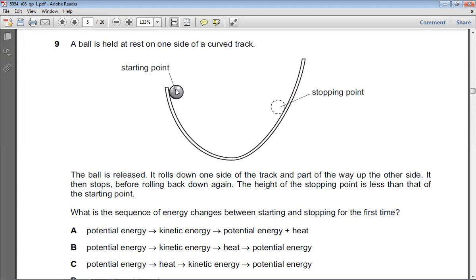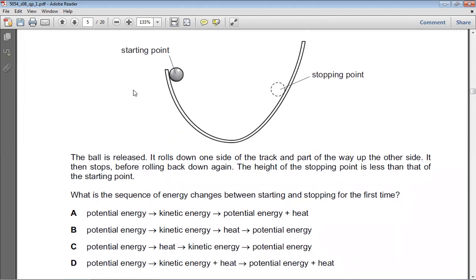So when the ball will be here at the maximum height, it will have the potential energy. And when you let the ball go down, that potential energy will convert into kinetic energy. And with this, the heat will be produced. And then when the ball will go upward, it will be gaining potential energy and some heat will be produced because there will be friction. There will be friction between the track and that ball.